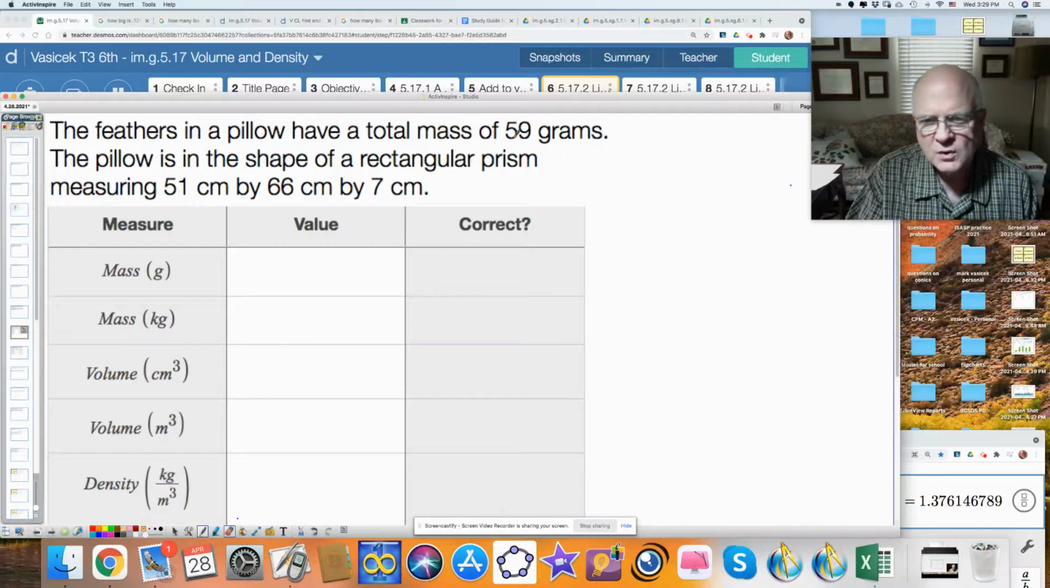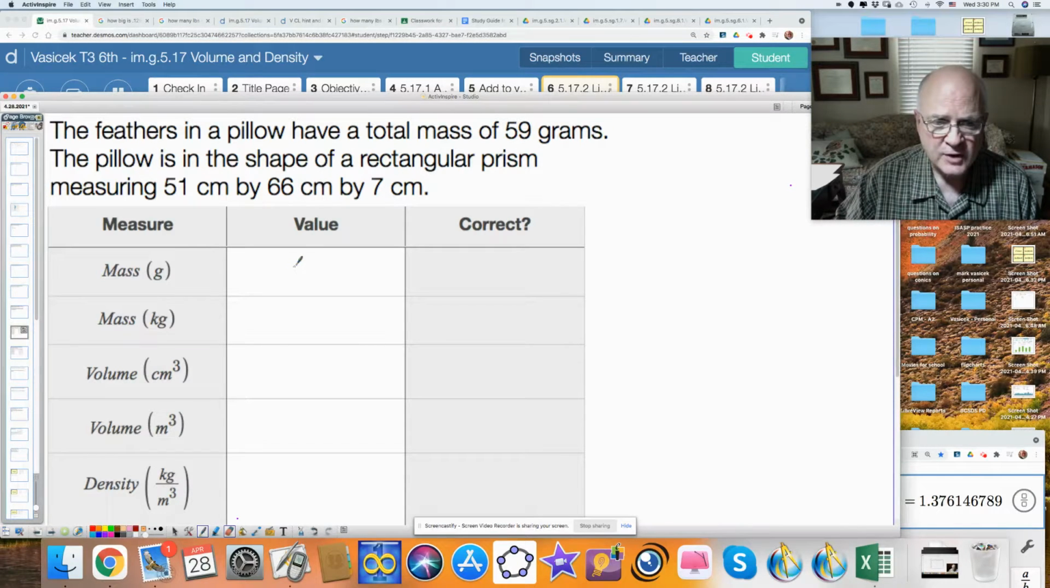Feathers in a pillow have 59 grams. That's the mass. And we want to change that to kilograms. We want to find the volume and change that to meters cubed from cubic centimeters. And then we want to find the density. So let's do each of these.